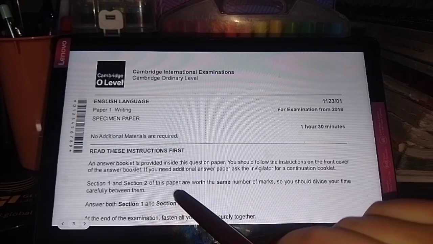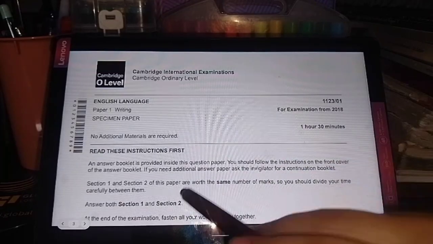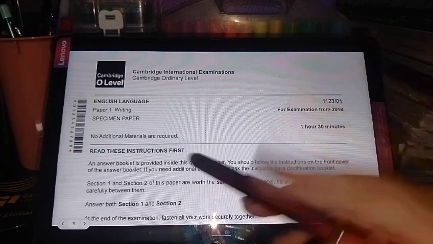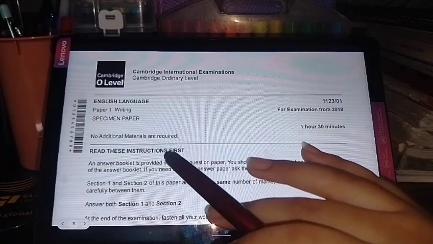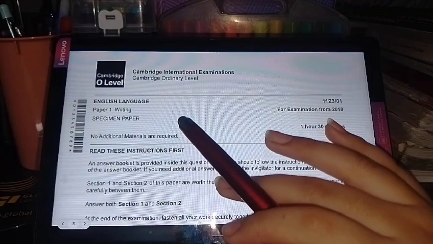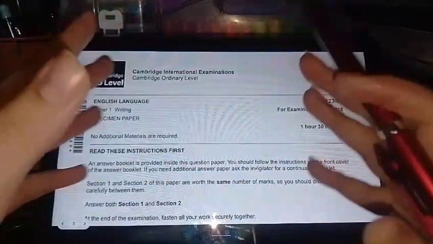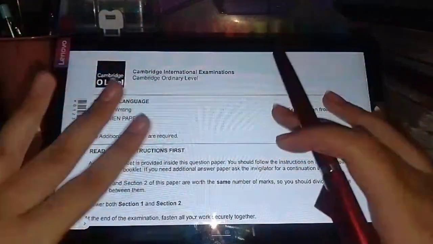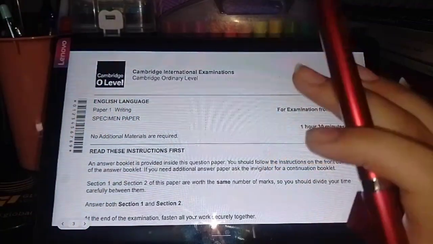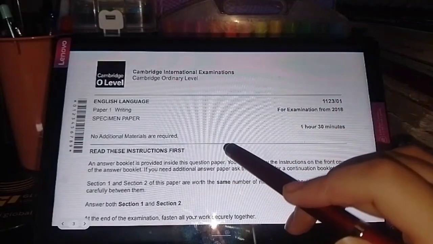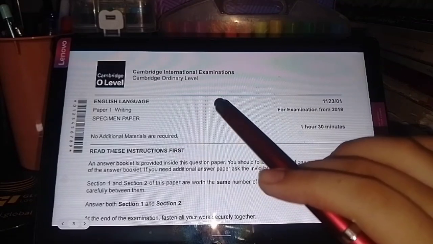Session 1 and session 2 of this paper are worth the same number of marks, which is 30 marks. So you should divide your time carefully between them. It's on you guys how you manage your timing. The most important thing is that you don't give too much time to each question, because when you give so much time to one question, you will be left with nothing. So try to practice your writing and your writing speed at home, so that you can achieve your marks, and you could barely achieve an A star. And I hope this for all the future CIE examiners.